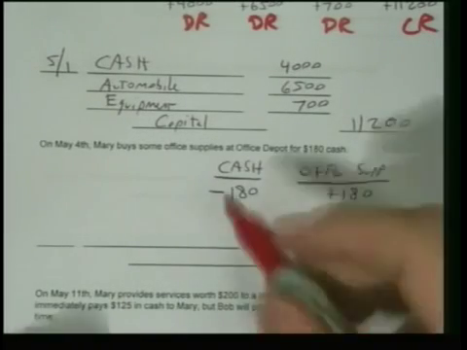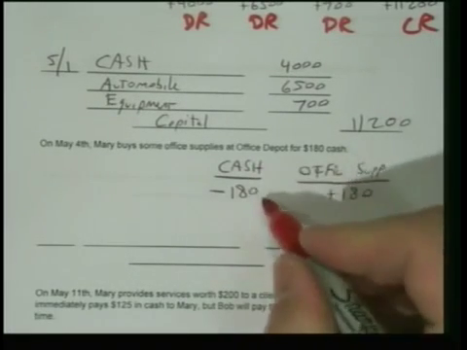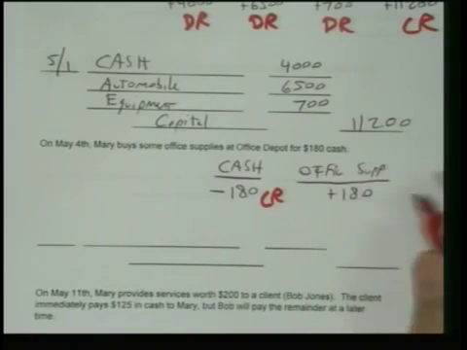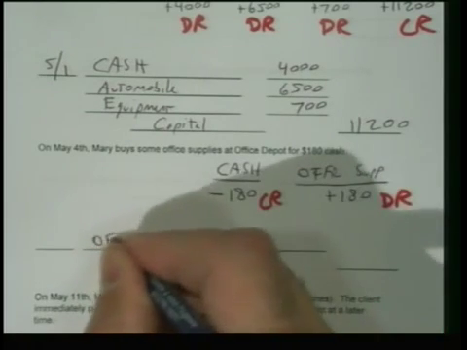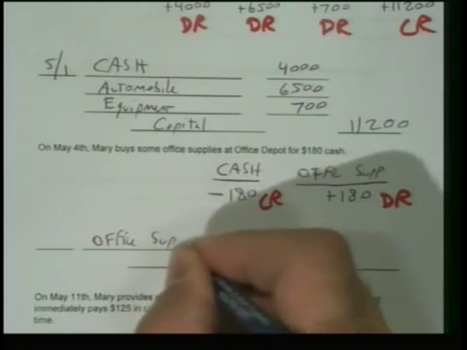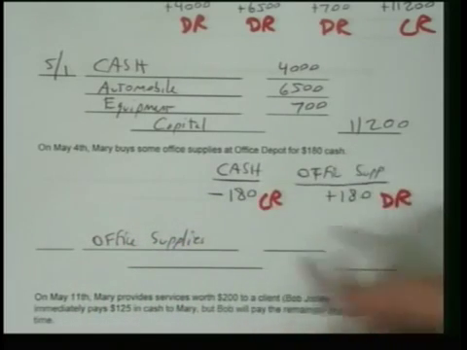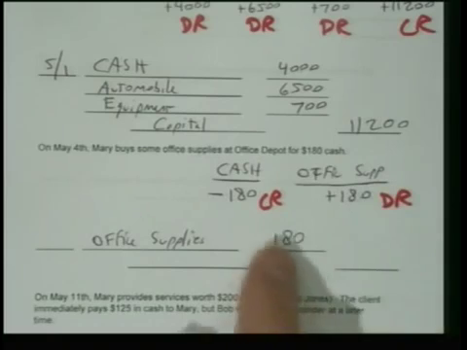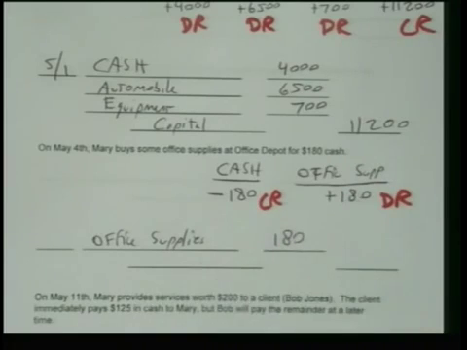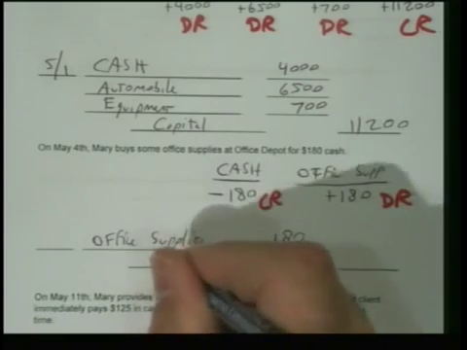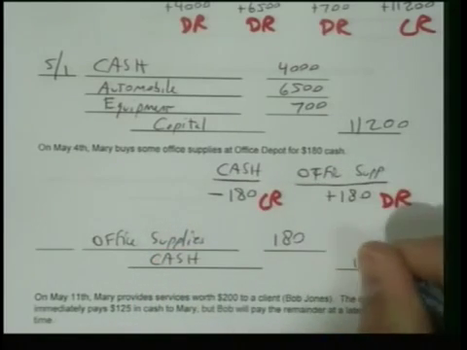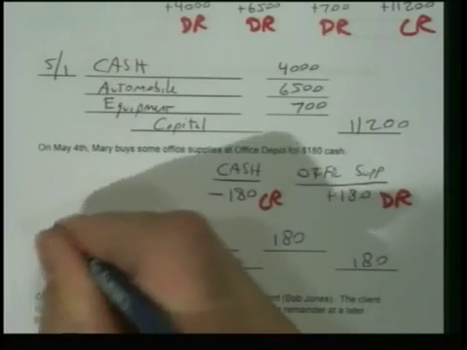How do you decrease cash? You credit it. How do you increase office supplies? Okay? Well, there we should be done now, right? We debit office supplies for $180. Again, never a plus sign, never a minus sign, never a dollar sign in a journal entry. And we credit cash for $180. And we put the date here.